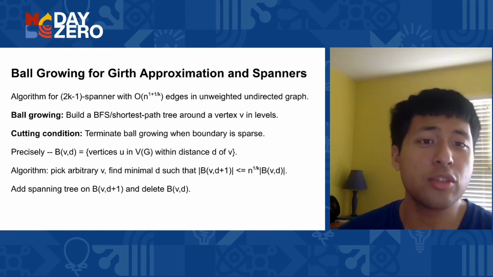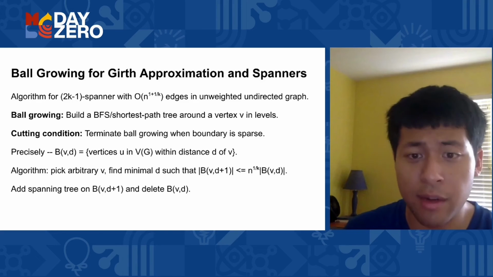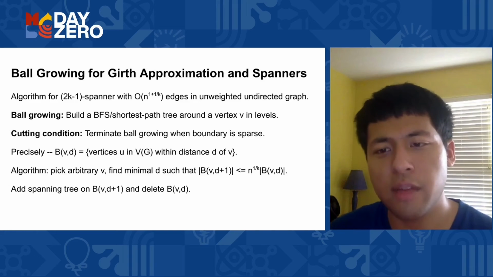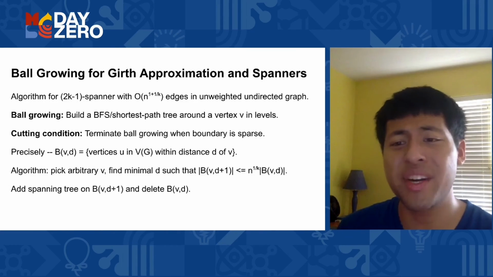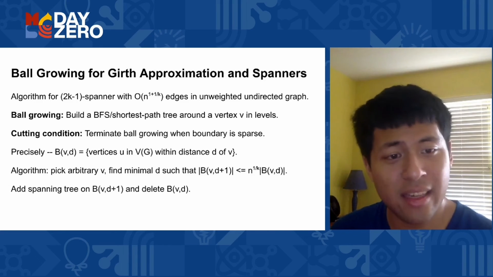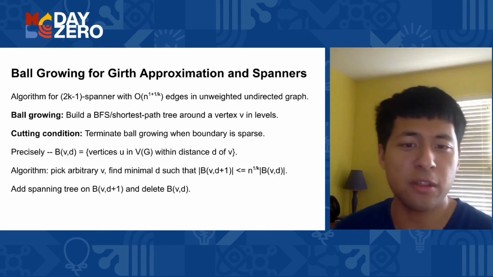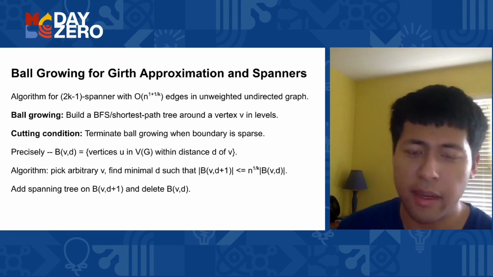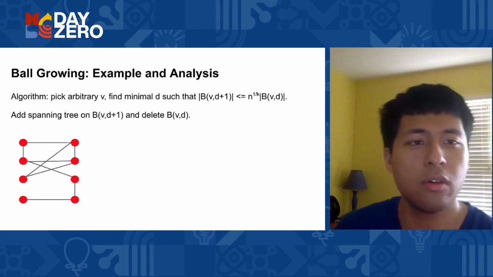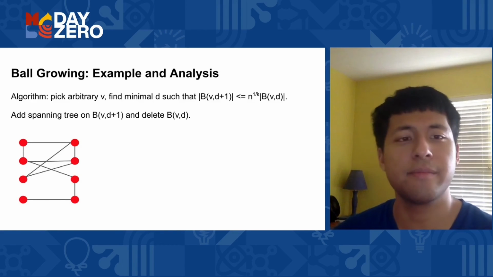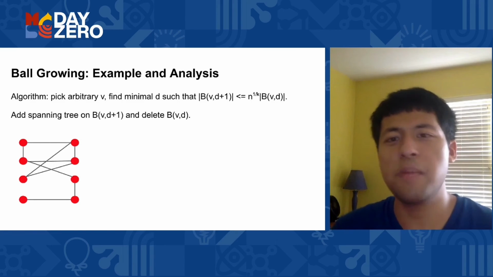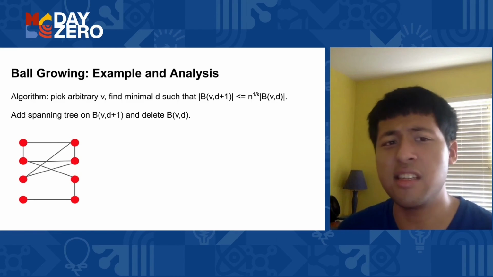The algorithm I'm going to use to construct spanners is to pick any v in the graph, and find the smallest d such that the d plus first level is at most size n to the 1 over k times the dth level. Then I'm going to add a spanning tree to the d plus first level, delete the dth level, and that's my algorithm. So here's the algorithm one more time. Basically, I start at v and run a BFS from it until the d plus first level is not that much larger than the dth level, and then I stop.